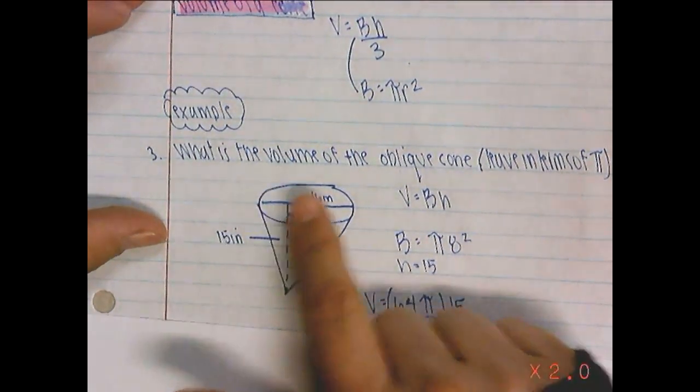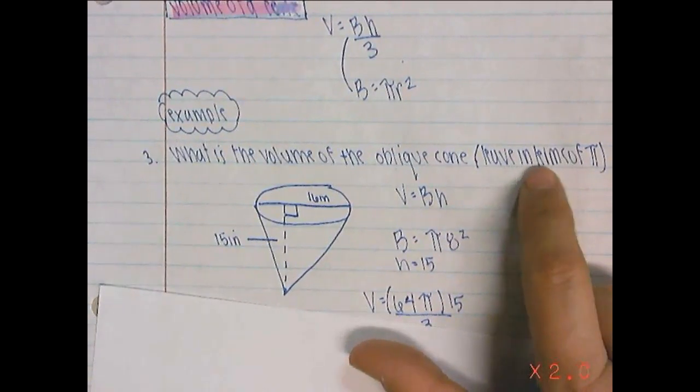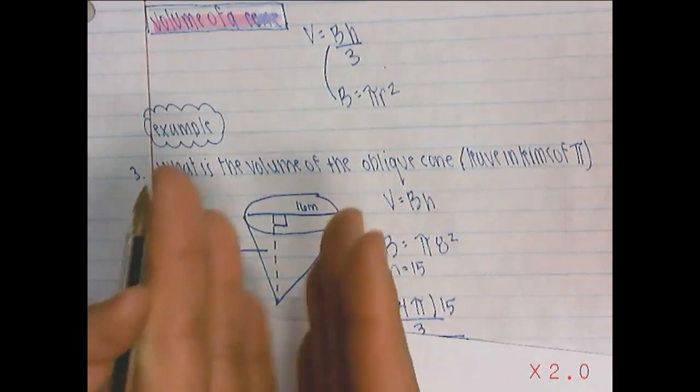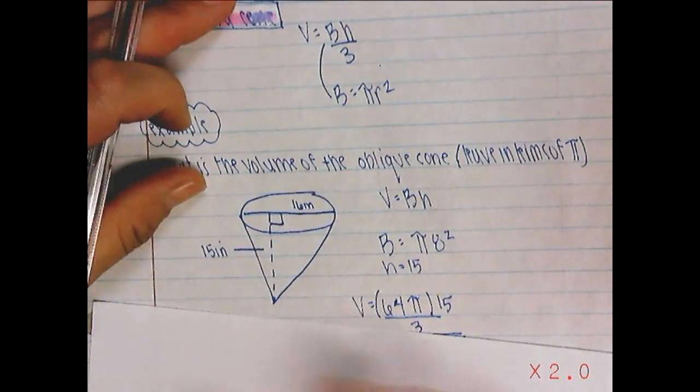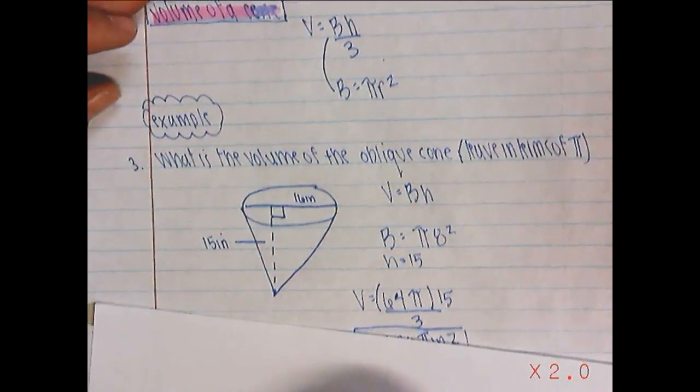So it says, what is the volume of this oblique cone? And then leave your answer in terms of pi. So it's an oblique cone because it doesn't come straight down. It kind of goes off to the side. There's no shame in an oblique cone. You just need to make sure that you know the height and you can find the area of the base.